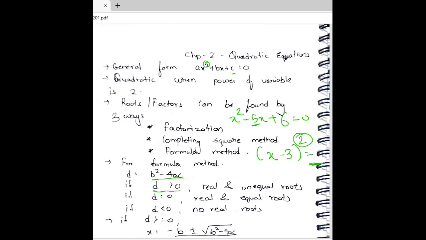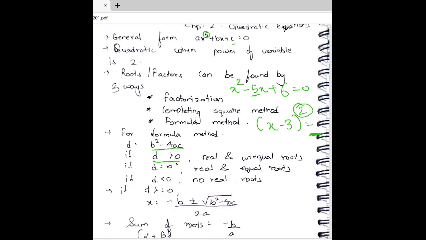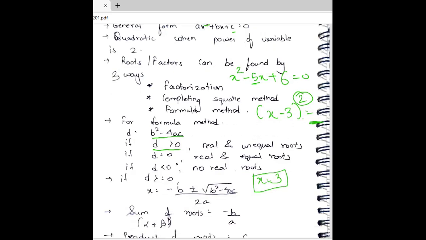If the discriminant value is greater than 0, that means roots are real. That means you can get a value of the x and they are unequal. Unequal means what? They are not same. If the discriminant value is 0, that means they are real. Real means what? It's not in the form of imaginary number, and they are equal roots. Equal roots means both the values of the roots will be, say for example, 3 in our case. So x equals to 3. Both the values are same. And if d is less than 0, that means you cannot solve that equation.